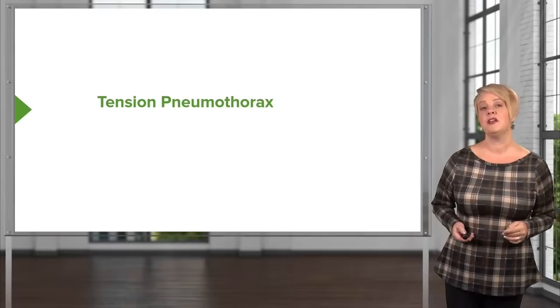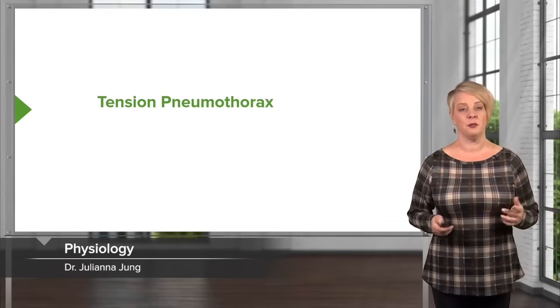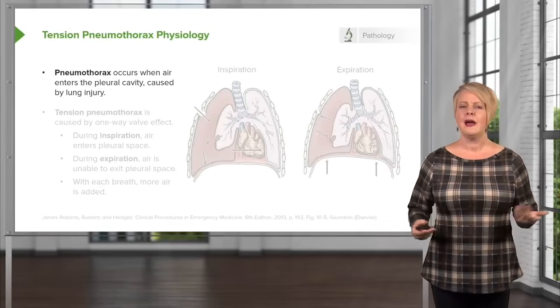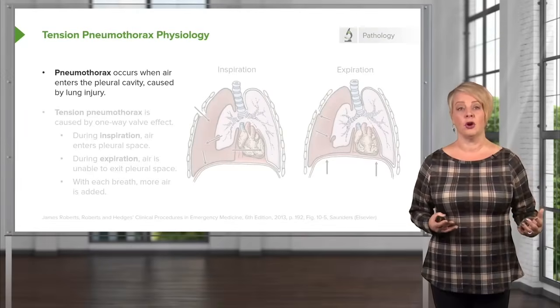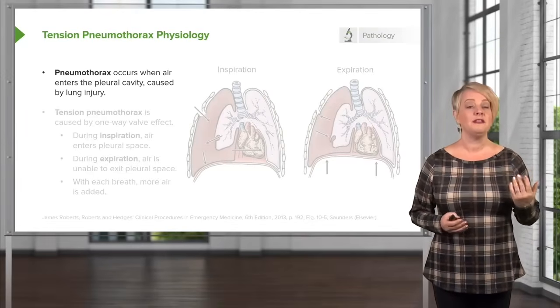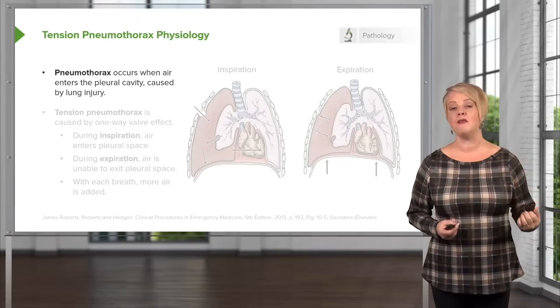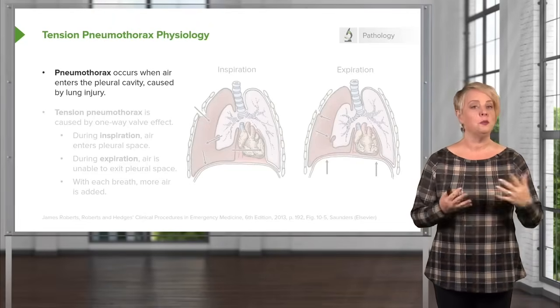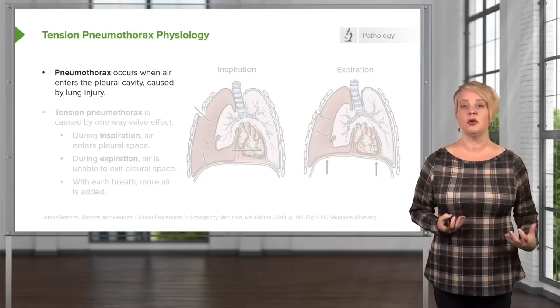So let's start off with tension pneumothorax, which is probably the most common and the most serious of the pulmonary life threats. How does the tension pneumothorax work? Well, very simply, a pneumothorax occurs when air enters the pleural cavity. In trauma, this is typically happening because of a direct injury to the lung. So if you have a stab wound to the chest, you penetrate the lung, air leaks out of the lung parenchyma into the pleural space.